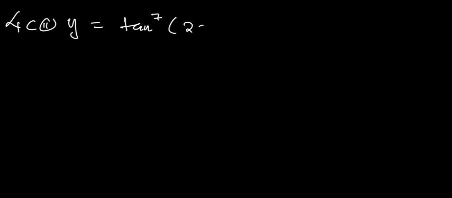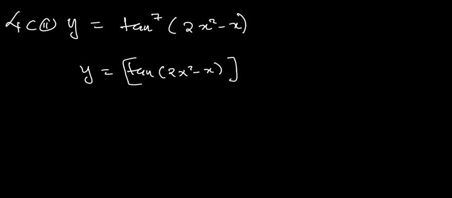Again, we're going to use chain rule. That's y is equal to tan to the power 7 of 2x squared minus x. So you let y be equal to tan 2x squared minus x, the whole thing to the power 7, because we want to apply chain rule, right?